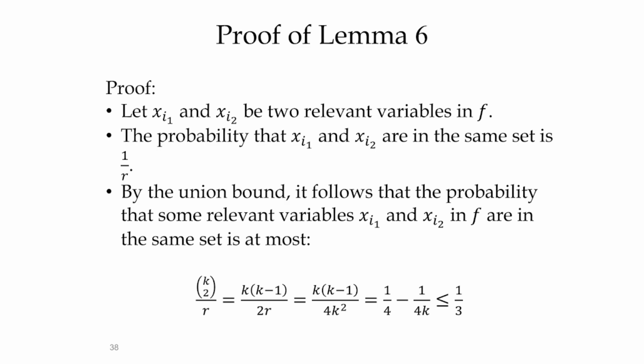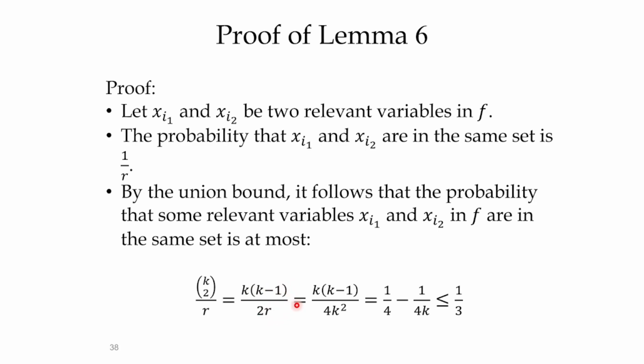Alright, so let's prove lemma 6. Let xi1 and xi2 be two relevant variables in f. The probability that xi1 and xi2 are in the same set is 1 divided by r. By the union bound, it follows that the probability that some relevant variables xi1 and xi2 in f are in the same set is at most k choose 2 divided by r, which is equal to k times k minus 1 divided by 2r.